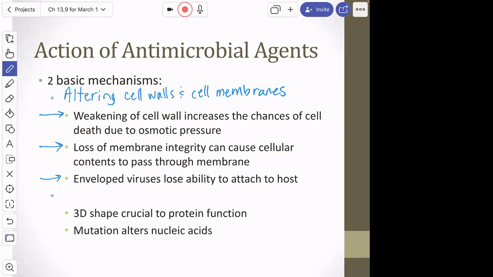Okay, the other way that antimicrobials work is by damaging proteins and nucleic acids. So if the shape of a protein is altered, it's not going to function properly. An antimicrobial compound could just break some bonds, and that might be enough to kill the cell. And of course, we talked about last time how mutations can alter nucleic acid, and we'll look at that a little bit more as well.